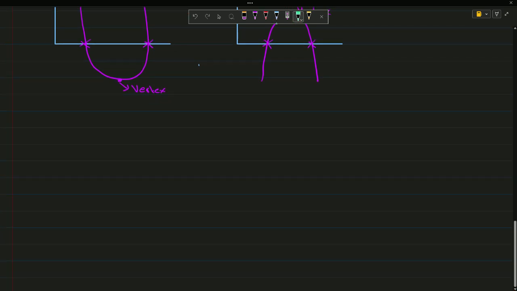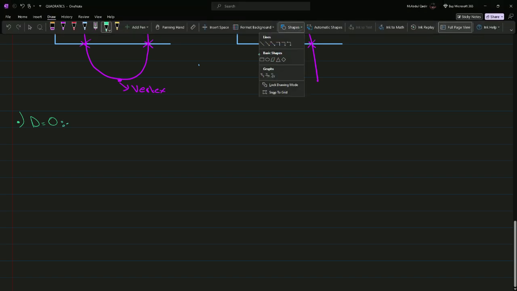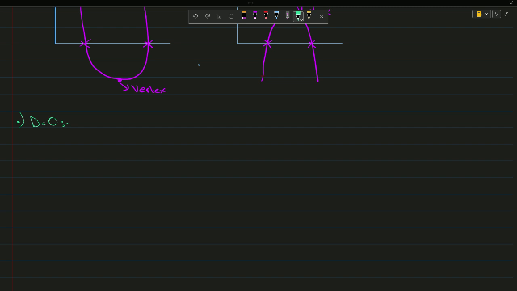Now the second example I would like to give you guys. What happens, sir, if the discriminant is equals to 0? If it is equals to 0, then two things happen under two separate conditions.